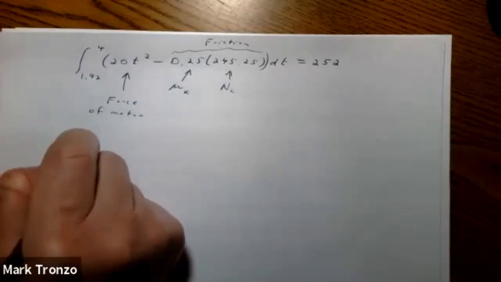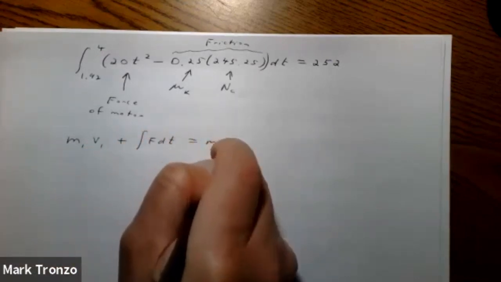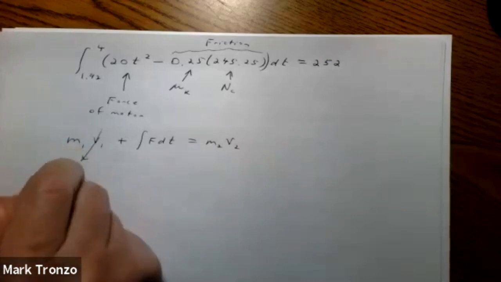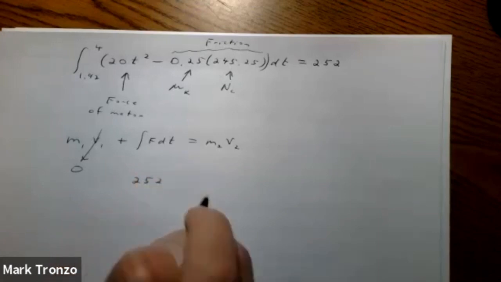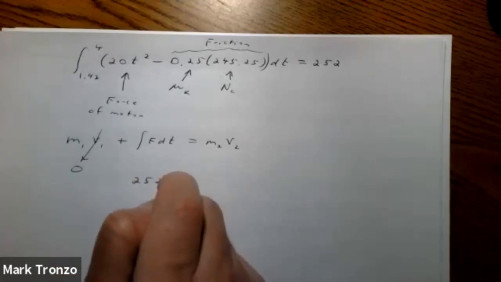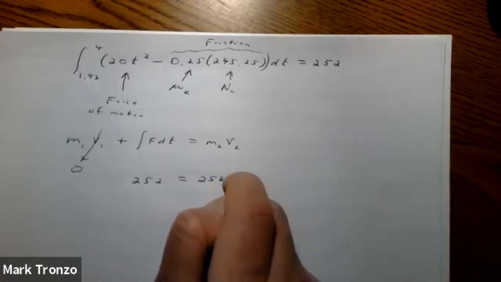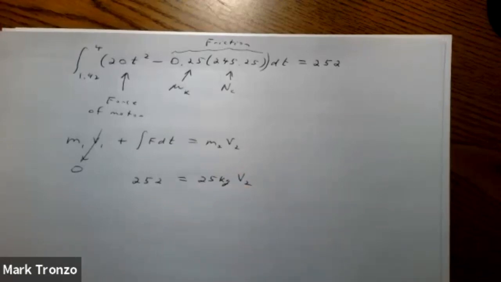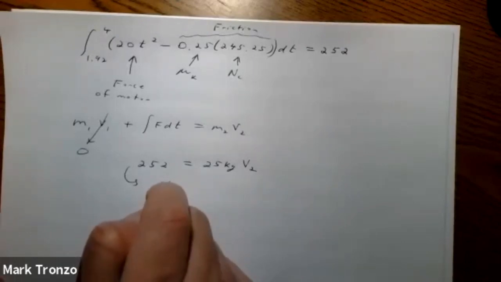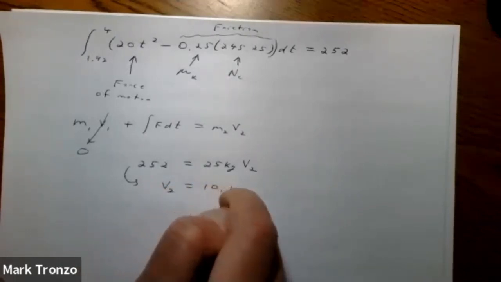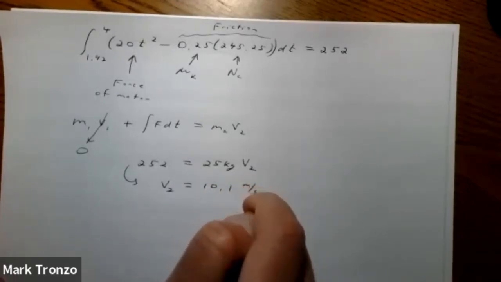Again, let's go back to our equation: M1 V1 plus the integral F dt equals M2 V2. Again, it's starting out from rest, so this is going to be 0. And over here, this is going to be 252. And our mass is 25 kilograms. Our V2 comes out to around 10. If you put it in your calculator, around 10.1 approximately meters per second.